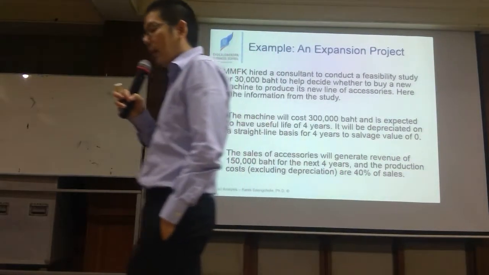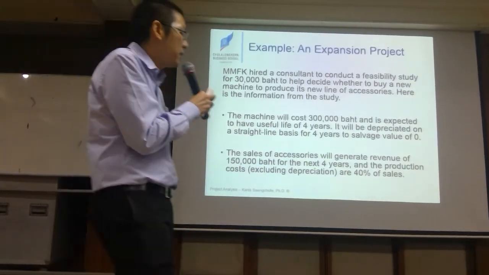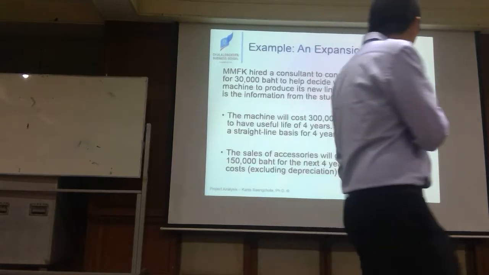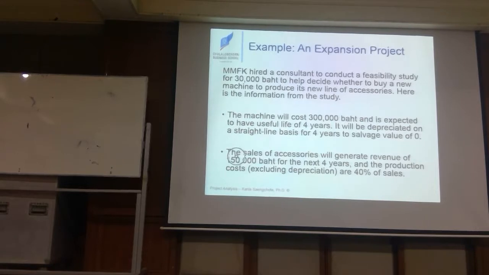If you want to do it, here's what it's going to take. You need to invest in the machine, and the machine is going to cost 300,000 baht. You can use it for 4 years, and you can use a straight line depreciation basis. This is not the true depreciation basis in real life; I'm doing this out of convenience, just to have a real life investment decision. When you sell the accessories, you're going to get 150,000 baht revenue for the next 4 years, the same amount each year.